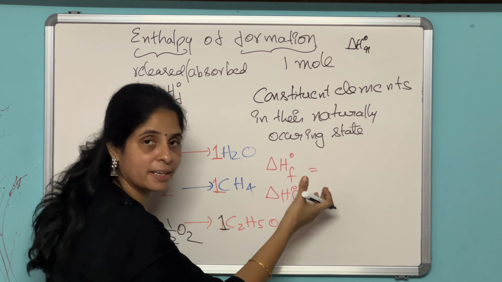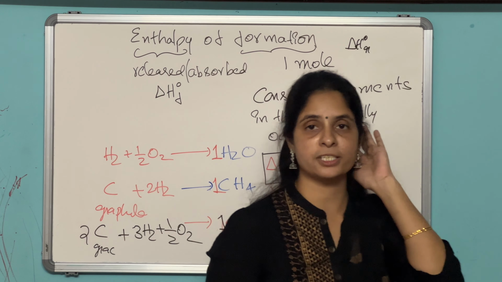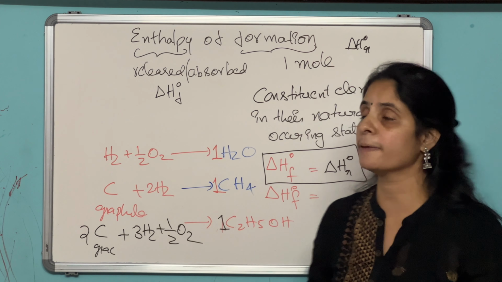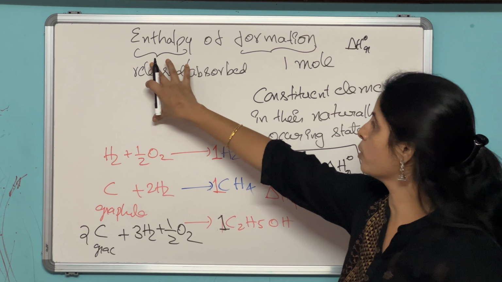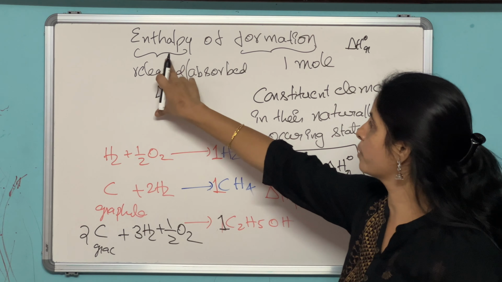When 1 mole of a compound is formed from its constituent elements in their naturally occurring state, whatever the amount of heat released or absorbed is nothing but enthalpy of formation. It is represented by delta HF naught. Okay? Clear? Next we will discuss what is enthalpy of combustion.